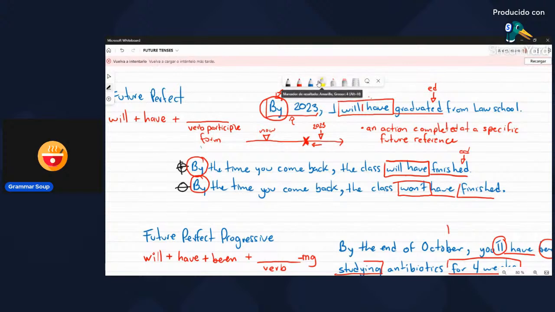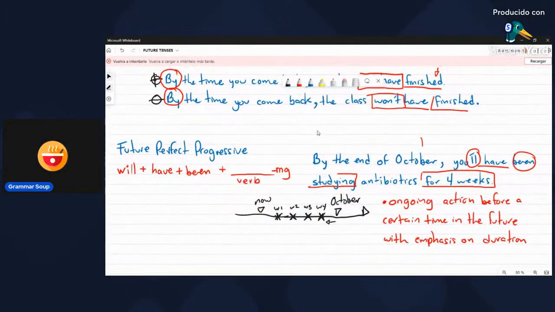You see? So the future perfect is when I complete something in the future before another action. And the future perfect progressive, I use it for an action that will be in progress. As the name says, progressive will be in progress. And I give reference of how long I will have been doing that. You see? For 4 weeks.